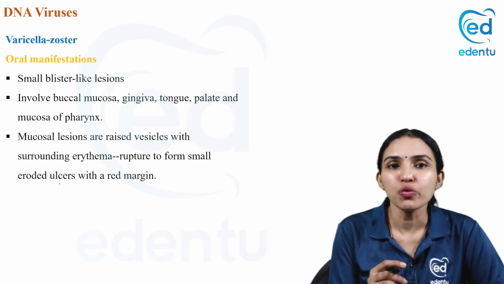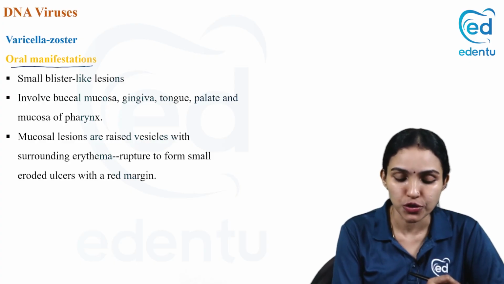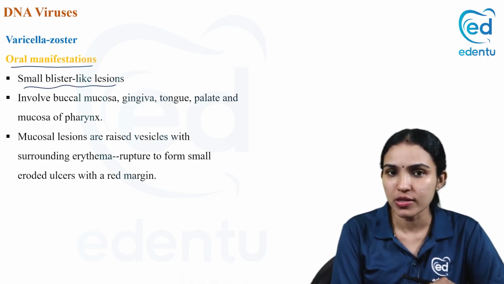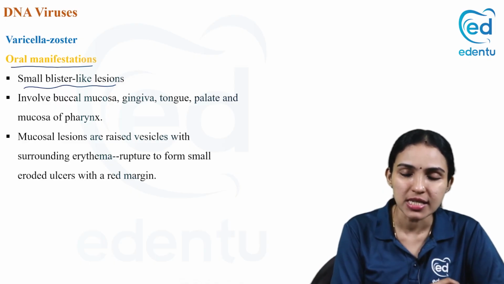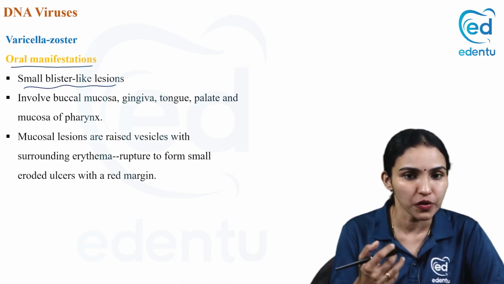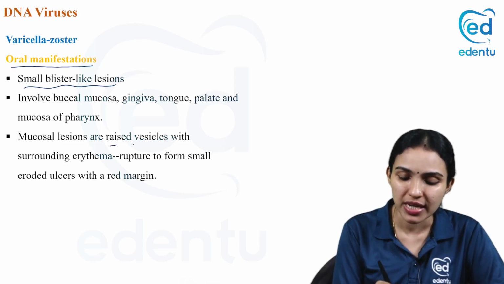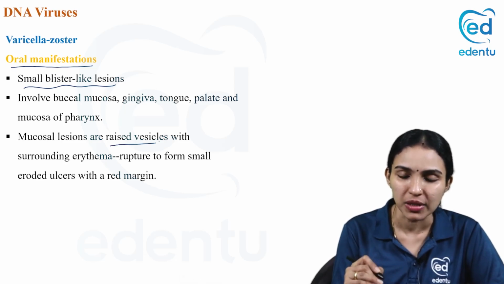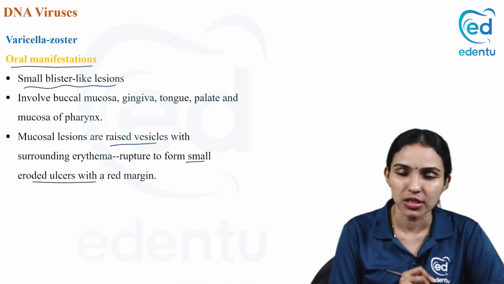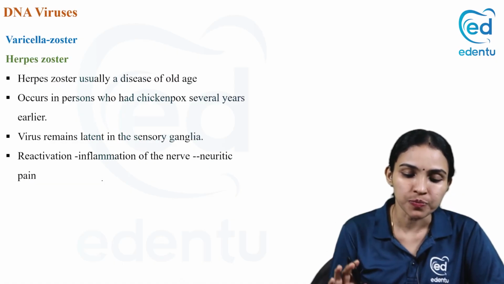You have to know the oral manifestations of chickenpox. It can involve the mucosa, as I told. They can produce small blister-like lesions, basically fluid-filled vesicles. It can involve the buccal mucosa, gingiva, tongue, palate, and pharyngeal mucosa. The mucosal lesions will be like a raised vesicle with surrounding erythema. They may rupture to form small ulcers with a red margin. That is what we see in the oral mucosal lesions of chickenpox.